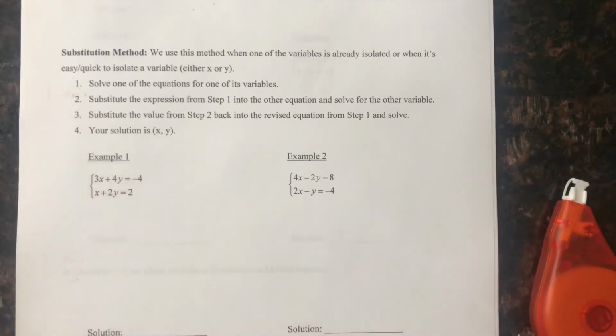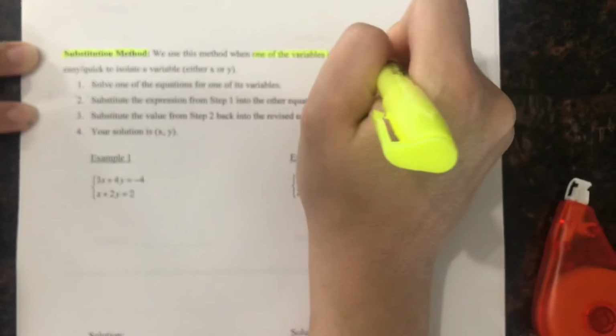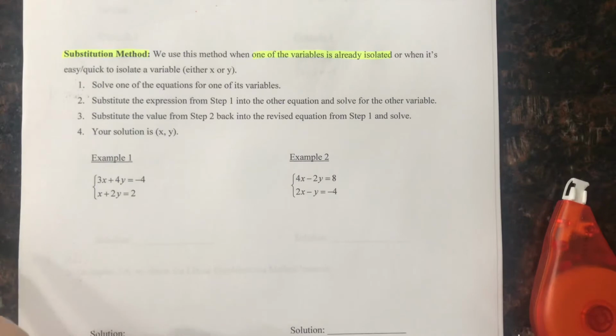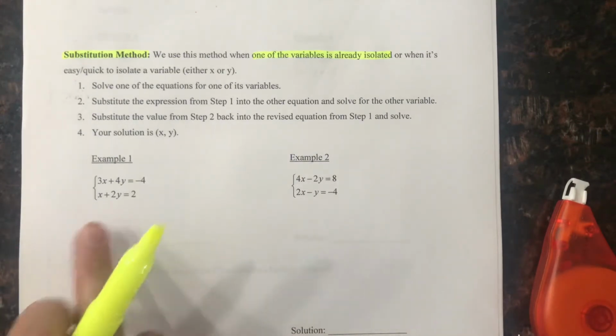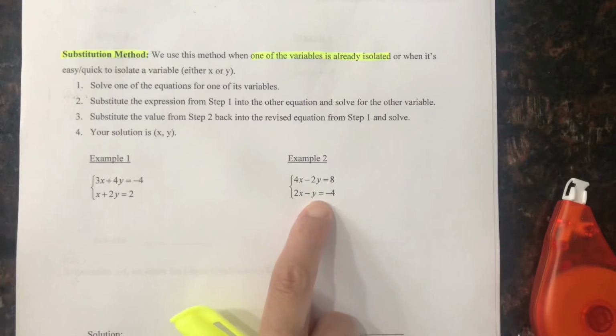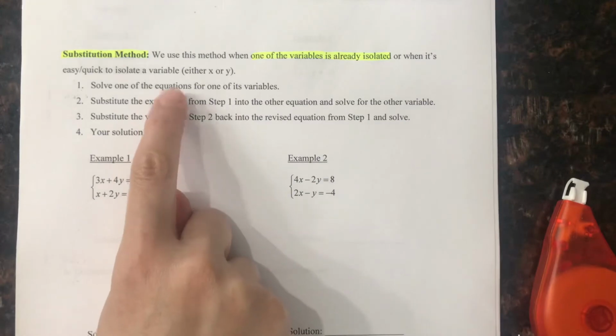So with substitution, we use this method when one of the variables is already isolated, or when it's easy to get one of those variables alone. So you'll notice if you look at both of these equations, I've got a plain x by itself. That tells me substitution's possible. Over here, I've got a plain y, no coefficient. So we'd have to do some rearranging, but we can get that y by itself. So the process says to solve one of the equations for one of the variables.